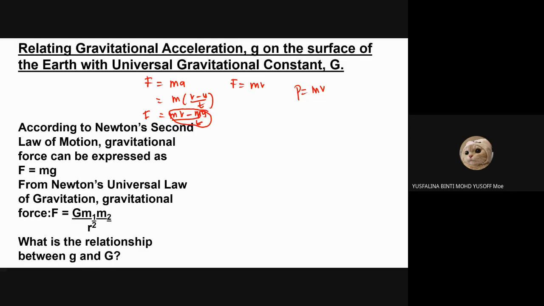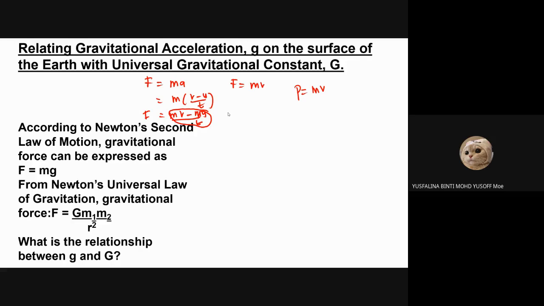Okay, so what's the difference between mv and mu? The mv uses the final velocity, and mu uses the initial velocity. So this is the initial momentum, and this is the final momentum. Final momentum minus initial momentum means there is a change of momentum. Then when you divide by the time, it becomes the rate of change of momentum. So force is directly proportional to the rate of change of momentum.